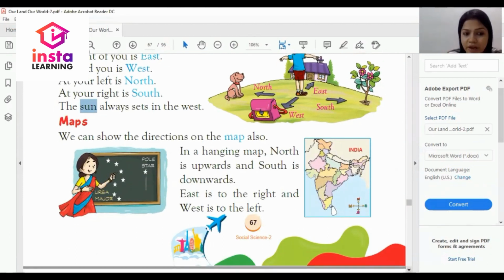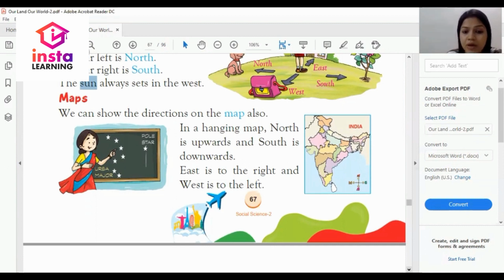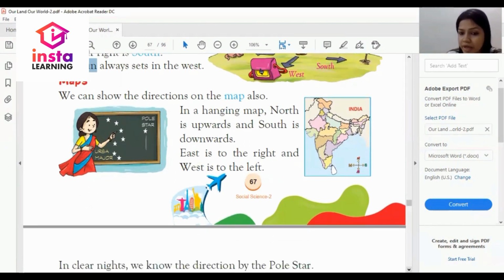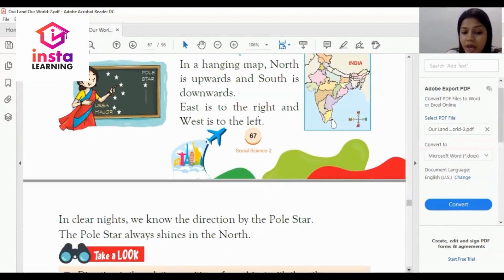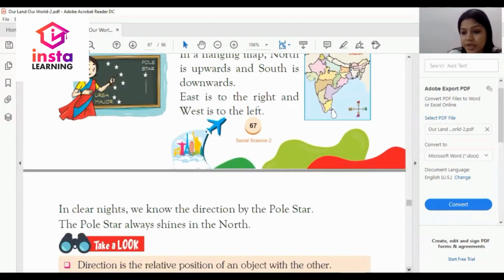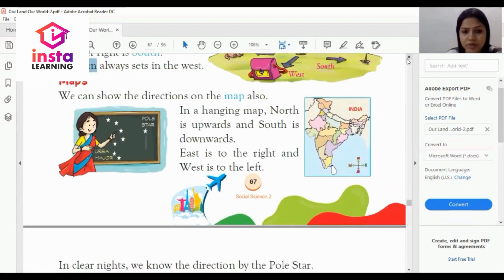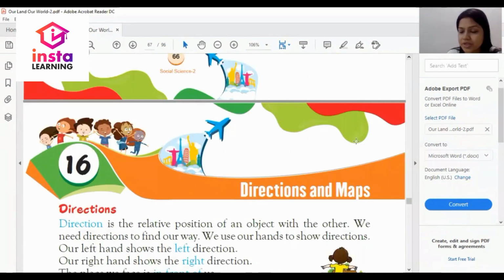So now we have discussed maps. You learn that in a hanging map, north is upward and south is downward. East is to the right and west is to the left of the map. And in the clear night, we know the direction by the polar star. The polar star always shines in the north. So this is all about the 16th chapter, directions and maps.